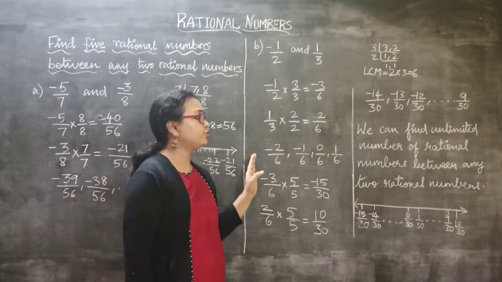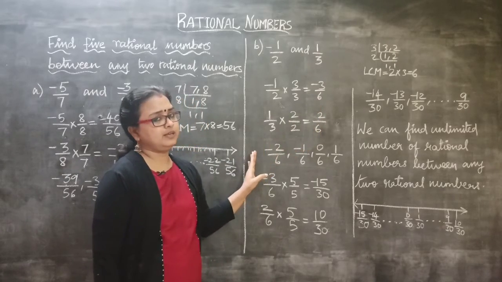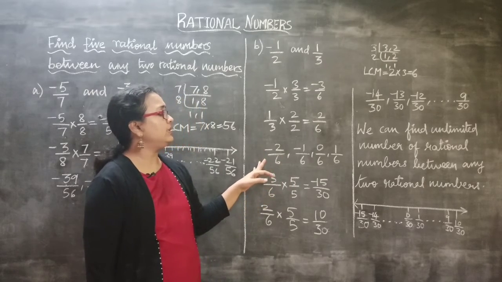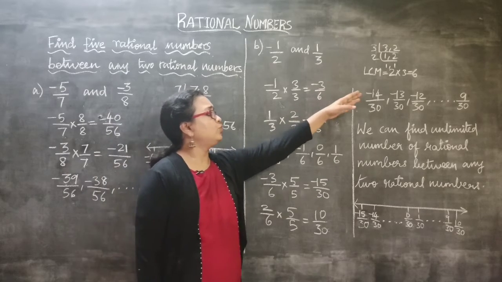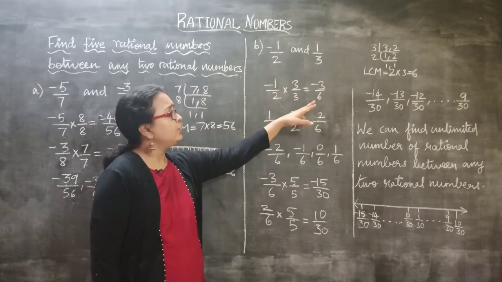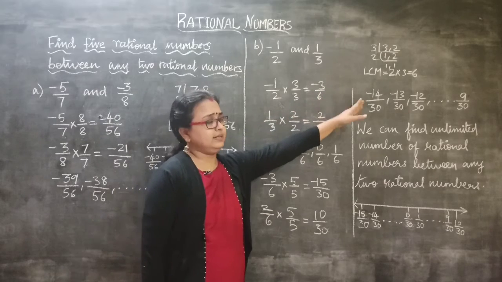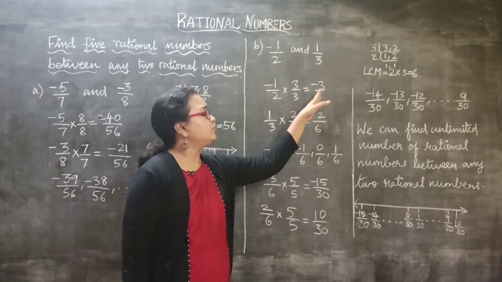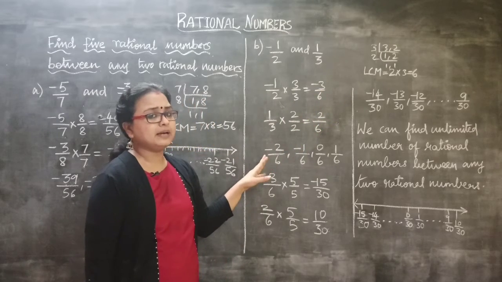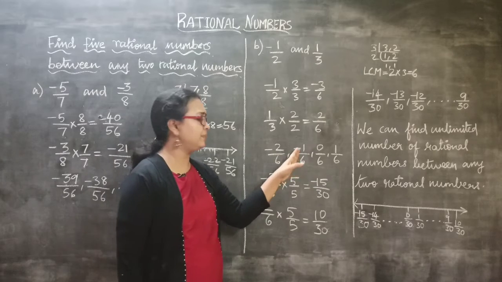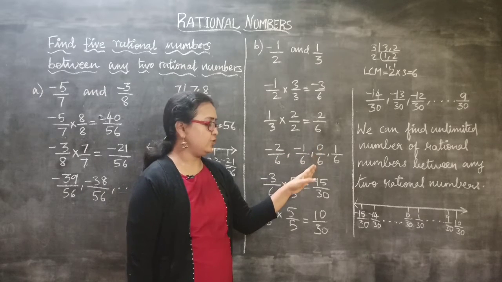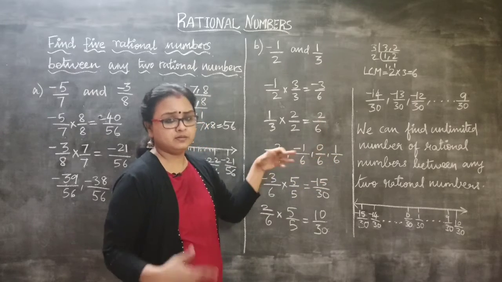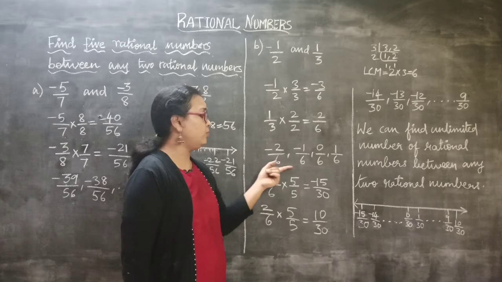Now between these two numbers, I have to check the numbers which are falling in between. So minus 3 by 6 and 2 by 6, when I represent them on the number line, you will see that it has to go towards the right hand side to reach 2 by 6, right? Because it's a positive number. So when I move towards the right hand side, the next number will be minus 2 by 6, the next number will be minus 1 by 6, the next number will be 0 by 6, and the next number will be 1 by 6. So after 1 by 6, you will get 2 by 6. So that is how we have to represent.